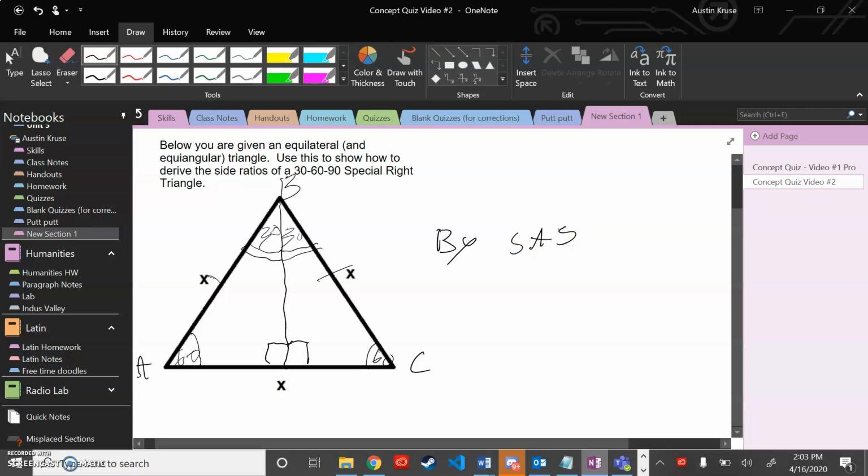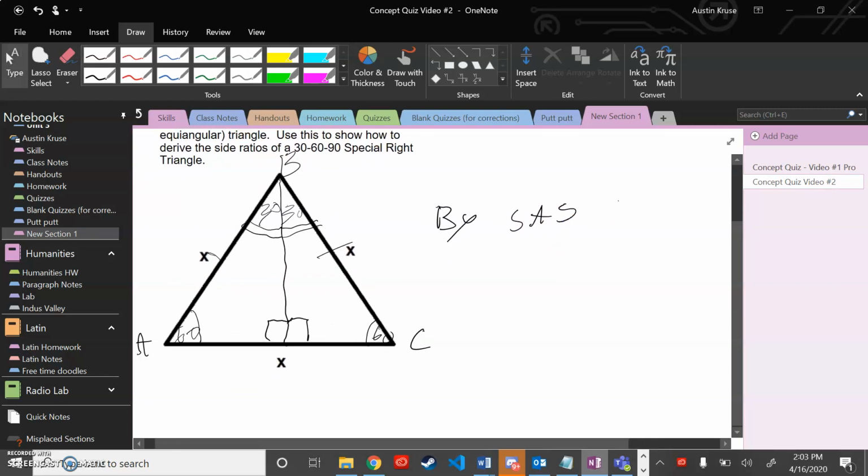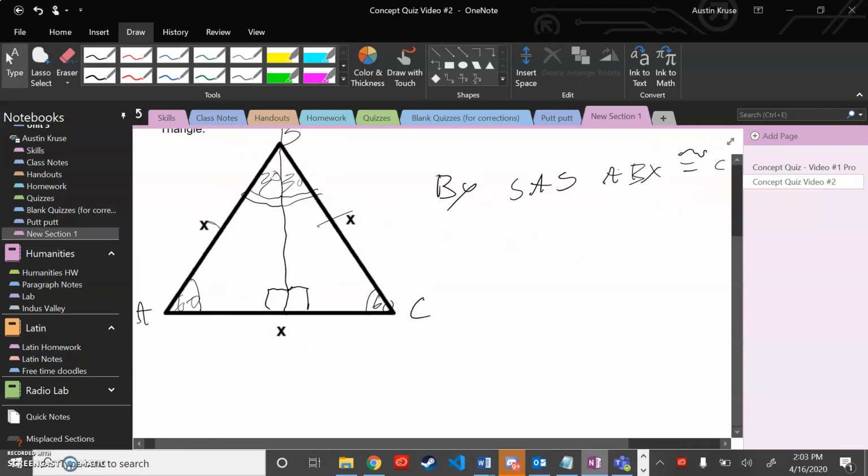SAS, triangle ABX is congruent to triangle CBX. Now, we know that since this side has been chopped in half by a bisector, the base, this would be x over 2. This would also be x over 2.